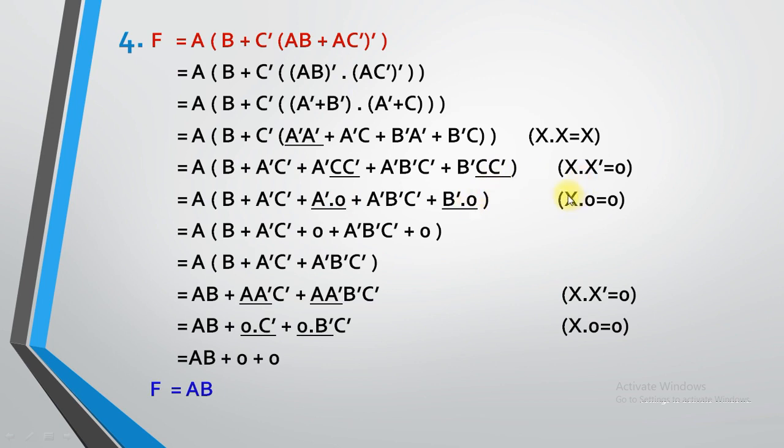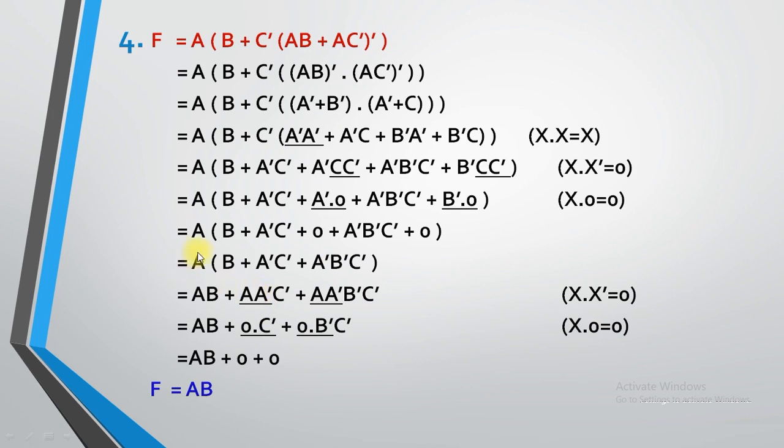Now one postulate again is there, x into 0 equals 0. So this term is 0. Again this term is 0. So now how many values are remaining? B plus a dash c dash plus a dash b dash c dash. So out of this term you can keep the common factor.